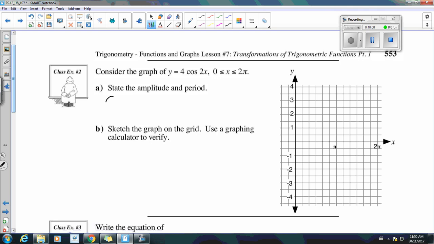So state the amplitude. Well, the amplitude is 4. The period: it wants us to graph between 0 and 2 pi, so we're going to work in radians for this question. It's 2 pi over 2, which is our b value. So the period is pi radians. Sketch the graph on the grid using the graphing calculator to verify.